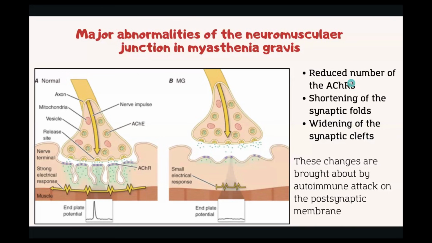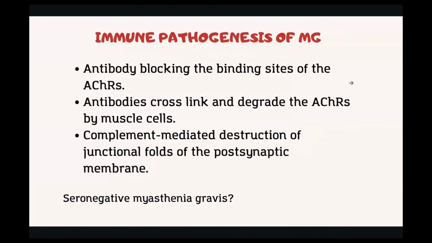Those can come as an ACQ, you guys. And why do these changes happen? Because of the antibody. So first of all, what happens is that the antibody is going to block the binding site of the acetylcholine receptors. They're going to cross-link and degrade the acetylcholine receptors, and by complement-mediated destruction of the junctional folds. So again, first the antibody blocks the acetylcholine receptors, and then we have antibodies that are degrading the acetylcholine receptors, and also these receptors are going to be degraded by complement.